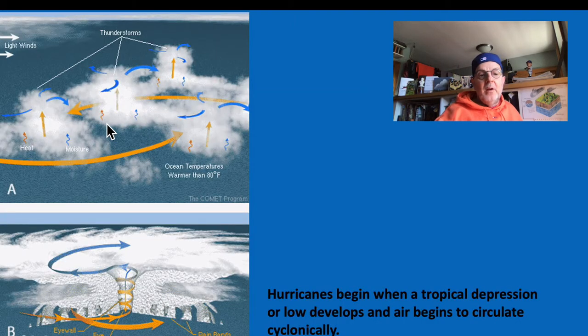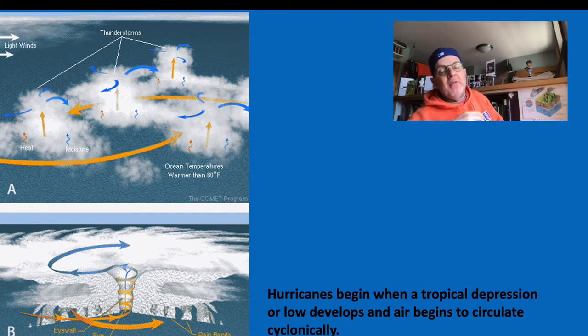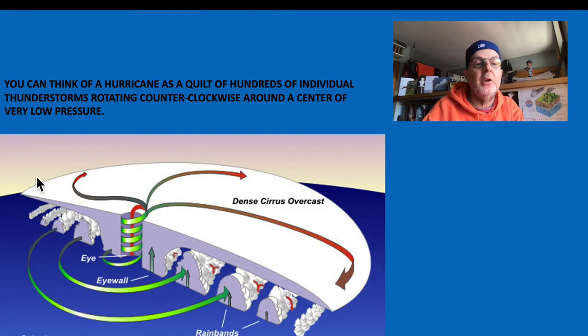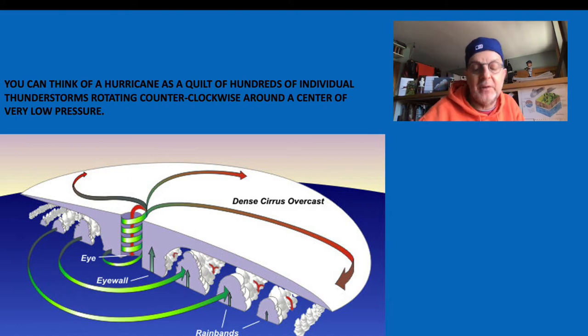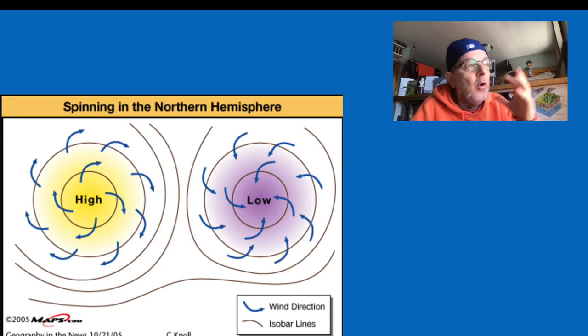We start with a little zone of low pressure, a depression that develops cyclonic wind activity, more and more warm, moist air evaporated from ocean water that's over 80 degrees Fahrenheit. That's what's driving hurricanes. That is the fuel of hurricanes. Hurricane fuel is warm ocean water. You can think of a hurricane as a quilt of hundreds of individual thunderstorms rotating counterclockwise around the center of very low pressure. They spin in accordance to the rules of air movement in the northern hemisphere.